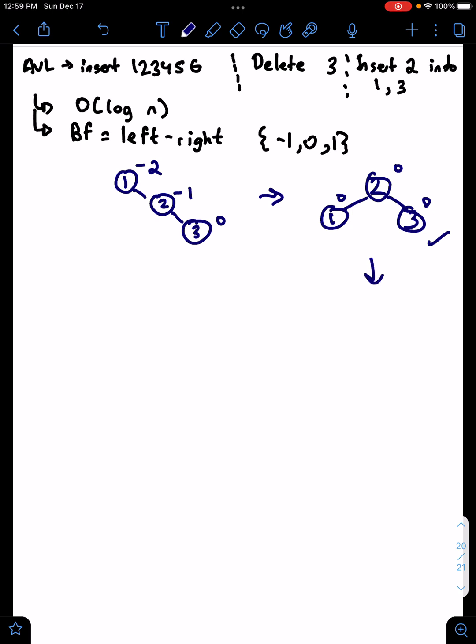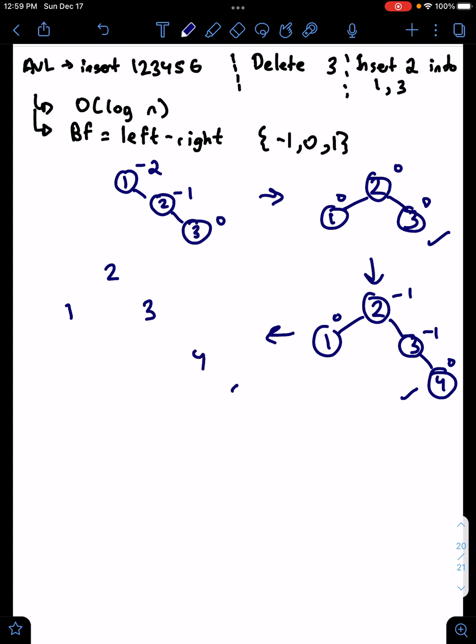Next thing we want to insert is 4, right? So you have 1, 2, 3, and then 4 goes here. Let's calculate the balance factor. This is 0. That's going to be -1. That's going to be 1 minus 2, which is -1. That's going to be 0. This is still good. Let's insert 5. 1, 2, 3, 4, 5.